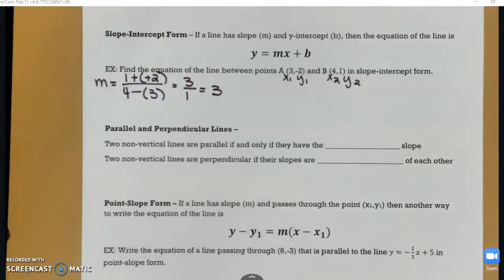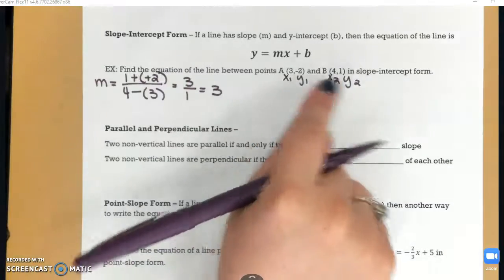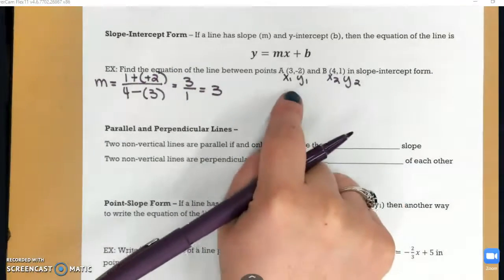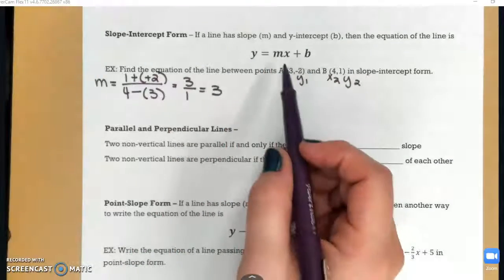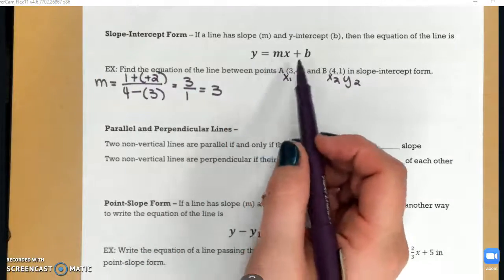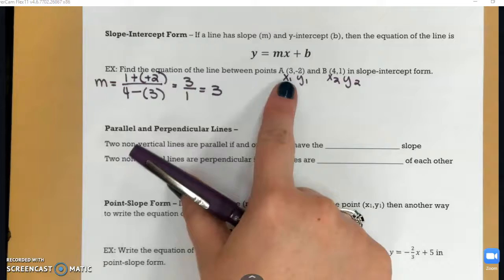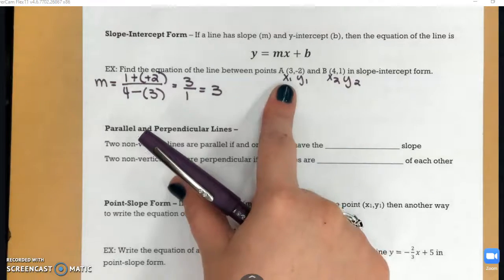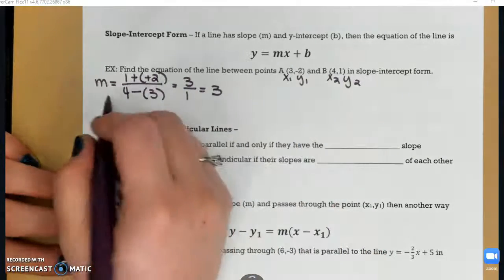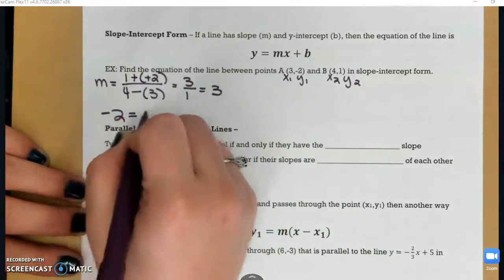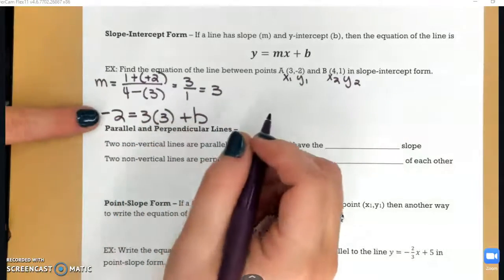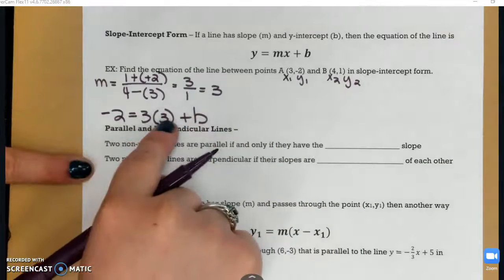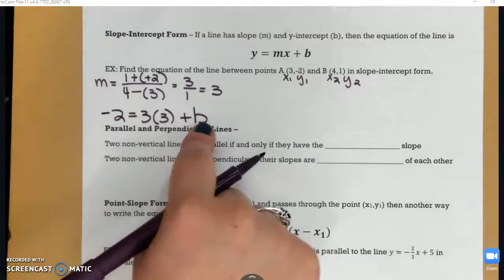Now that I have my slope, I want to find b, my y-intercept, and I'm going to do that by plugging in one of these points. You can use the coordinates from A or B into your slope-intercept equation. So we're going to substitute m, we're going to substitute x and y, and we're going to solve for b. I'm just going to go ahead and use the points from A. So that's going to be negative 2 is equal to 3 times 3 plus b. Y-coordinate, slope, x-coordinate, b is what we're solving for.